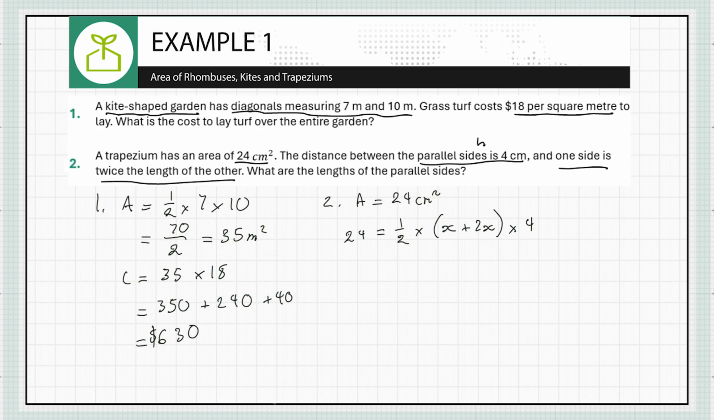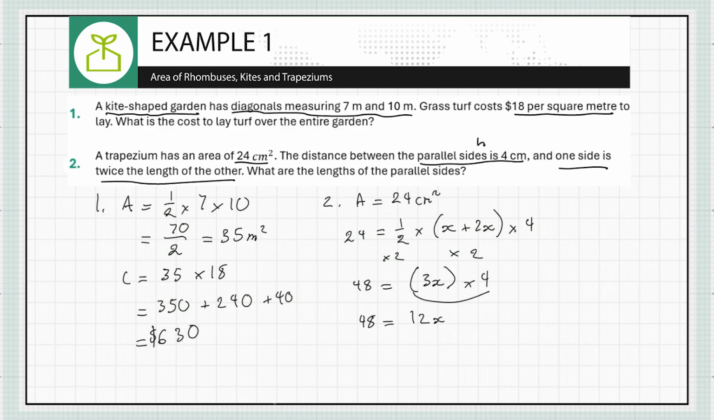Now we can solve this equation and make sure that we have our polynomial isolated by first, instead of dividing by 2, which is the same as multiplying by a half, we're going to multiply by 2. So if we multiply both sides by 2, we end up with 48 is equal to, in brackets, x plus 2x, which is just 3x, multiplied by 4. Okay, so there's 2 ways to approach this. We can first divide it by 4, or we can simply multiply this out, and I'm going to do that first. So 48 is going to be equal to 3x times 4, which is 12x.